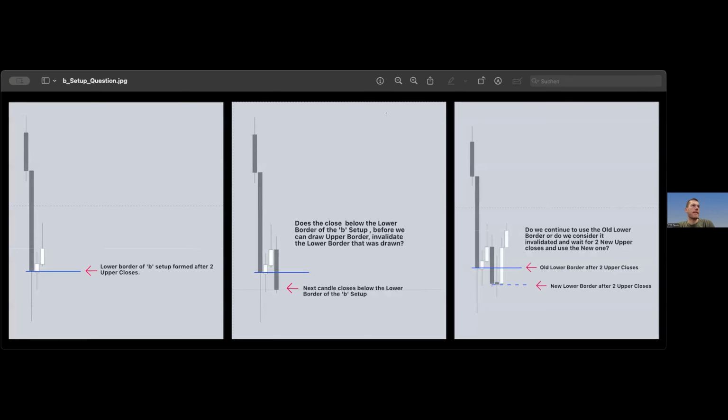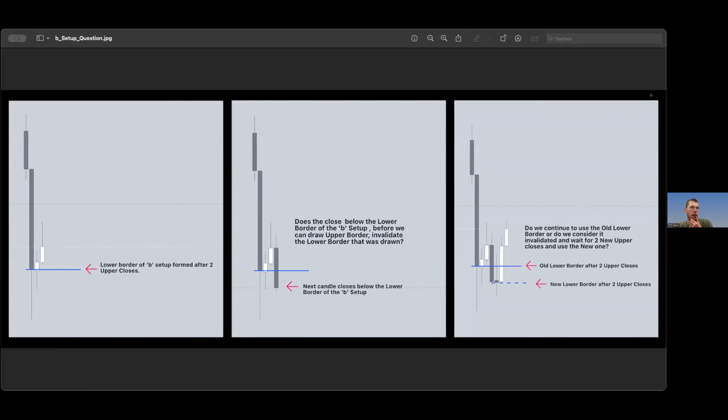So, save image. Just open it quickly. Share screen. So, can you see the picture? Yes.